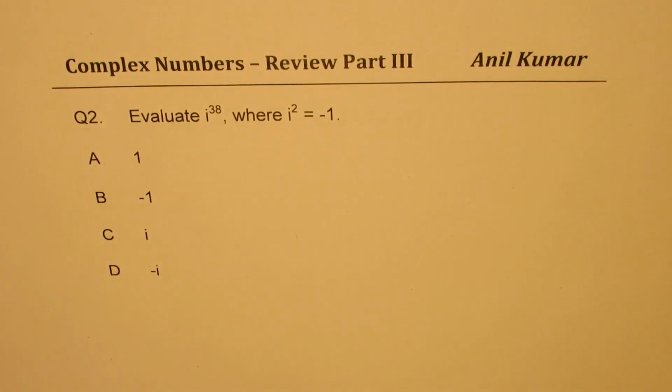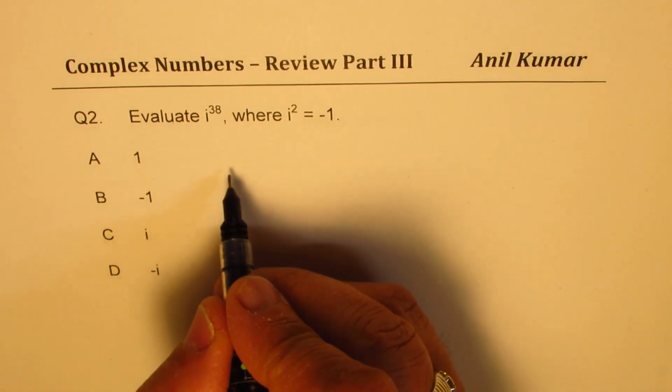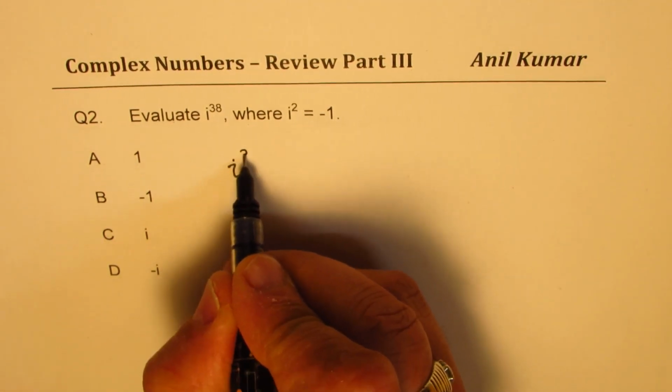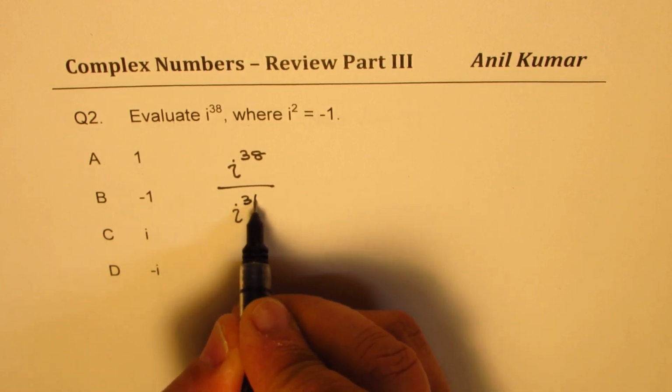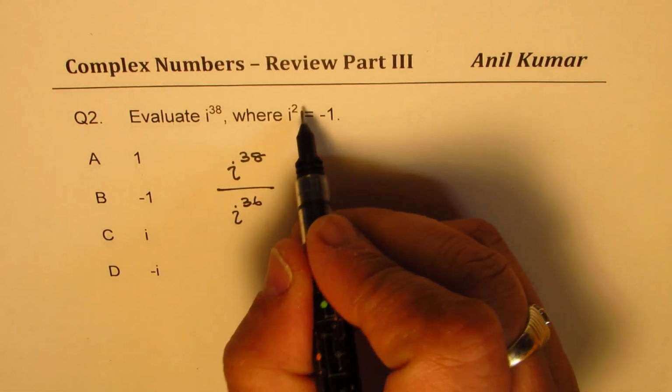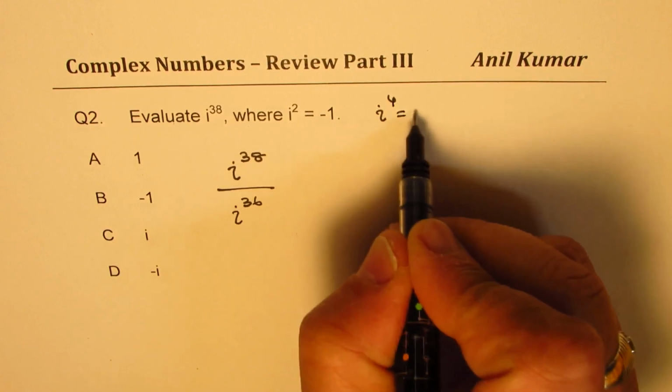Question number 2. Evaluate i to the power of 38. So in that case, what do we do? i to the power of 38, it is like i to the power of 36 is 1, right? Since i square is minus 1, we know i to the power of 4 is 1.